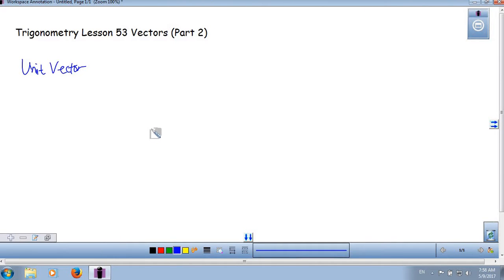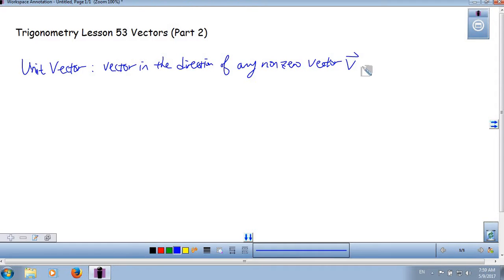Now, a unit vector is a vector. It has the same direction as any non-zero vector v, but it has a magnitude of 1. So it's a vector in the direction of any non-zero vector v with the magnitude of 1.